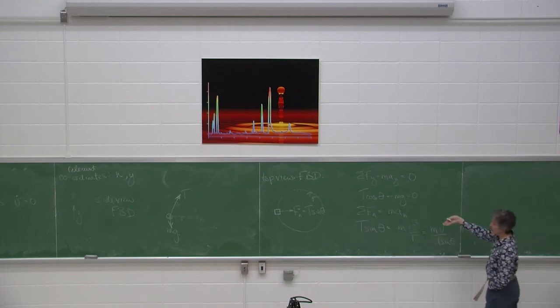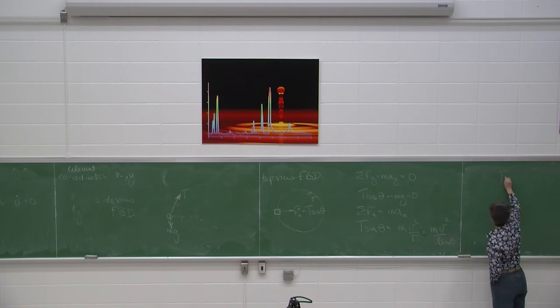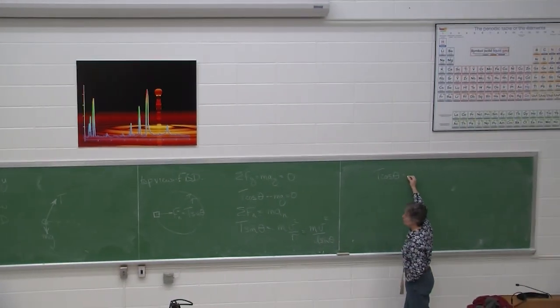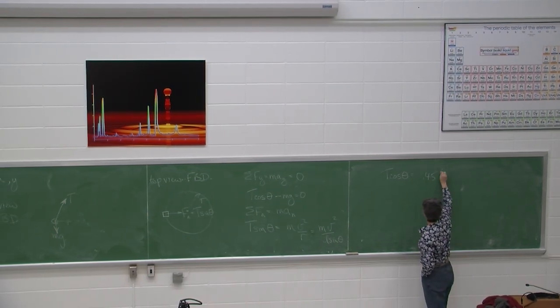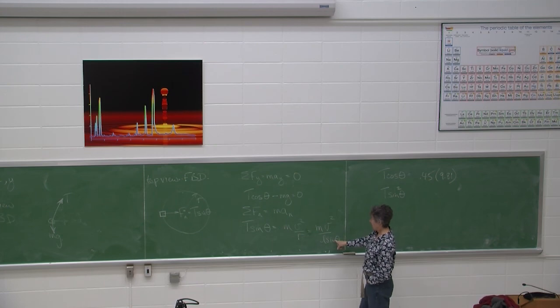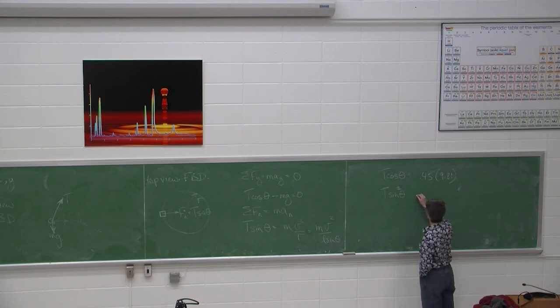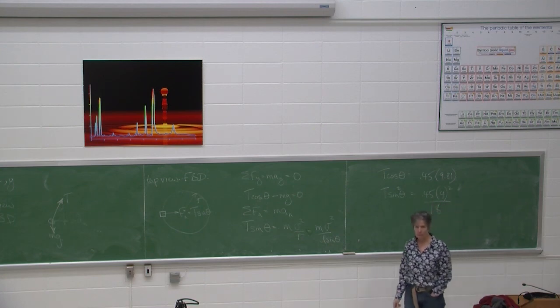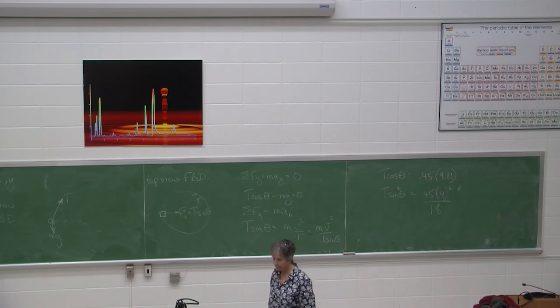So let's just rearrange them slightly and put some numbers in. We have got T cosine theta is equal to m, which is 0.45, times 9.81. And we have got T sine theta squared, because that's going to come up. And that is going to be equal to 0.45 times v, which is 4, squared, divided by L, which is 1.8. Okay. So the story is that that's two equations and two unknowns.